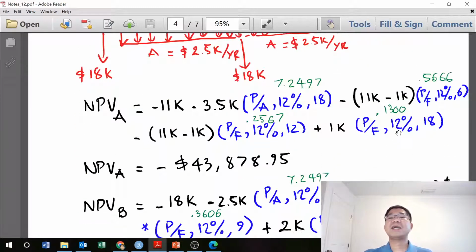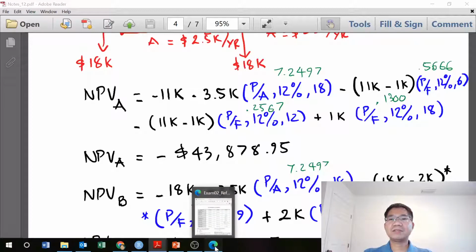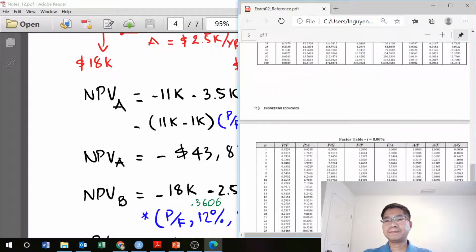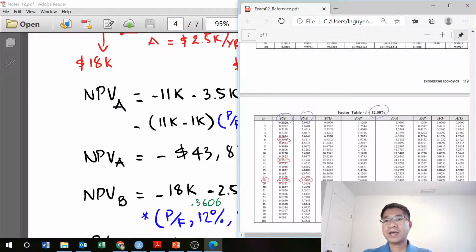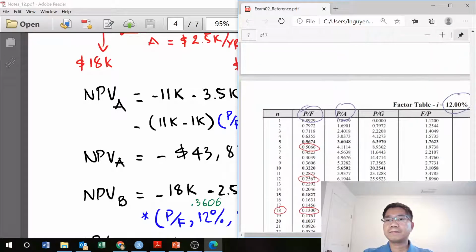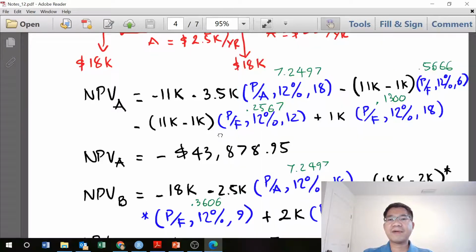And like I said, I explained this in detail in another video, so you can get that. As for where the numbers come from, you can go to the exam 2 reference and look for the table of 12%. There you have P over A 12%, 18, which is 7.2495.